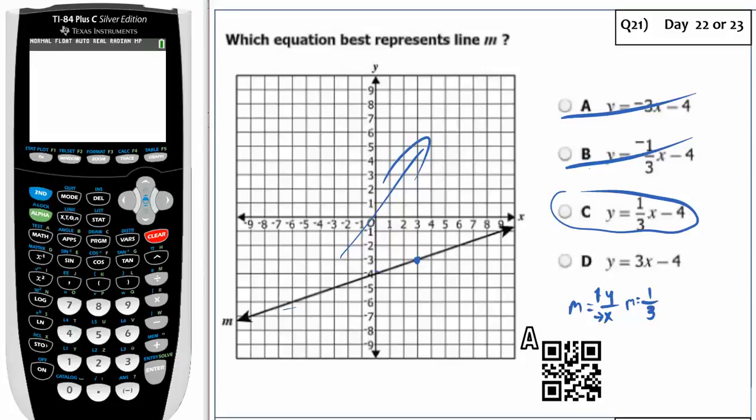A good check step is to go over to the calculator and in your y equals button, clear everything out, and type in everything that you just put: parentheses 1 divided by 3, close parentheses, x, minus 4. And I'm going to go to my graph, and all I'm going to do is look and make sure that it graphs almost exactly the same.